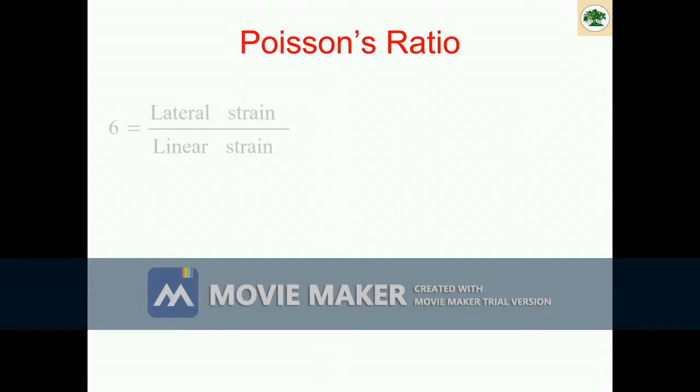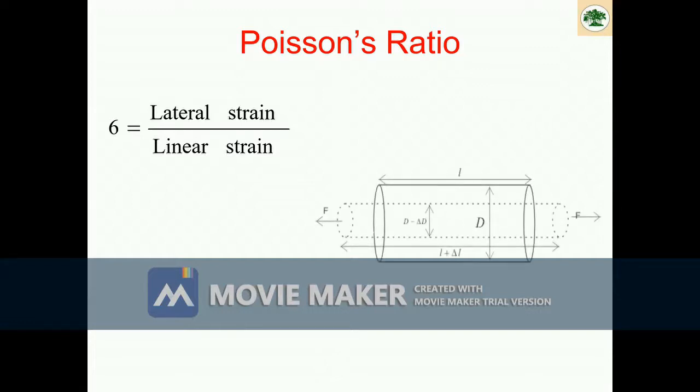Now there is another important ratio which is called the Poisson's ratio. This ratio is nothing but the ratio of lateral strain to the linear strain or the longitudinal strain. Now in the diagram, the Poisson's ratio, which is denoted by sigma, is equal to small d into capital L divided by capital D into small l.